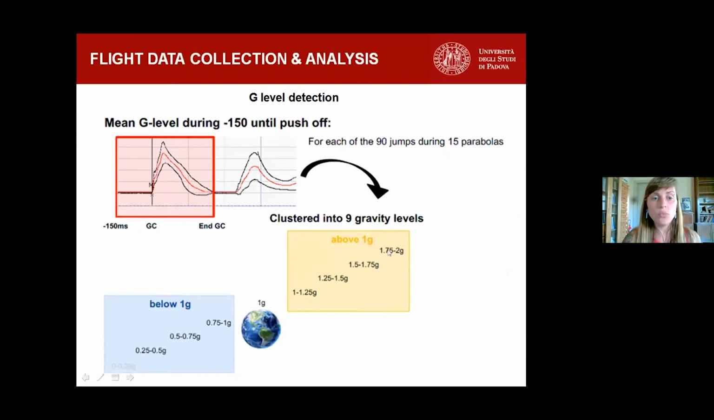In order to understand in which gravity our subjects were jumping, we also recorded accelerometer data, and we averaged the instantaneous gravity in the 5 jump time moments, so drop-off, ground contact, push-off, etc., to have an average gravity in which each jump was performed. We finally clustered our jumps in 9 gravity levels, 4, as you see here, above 1G, 4 below 1G, and 1G, each one spanning about 0.25 G.